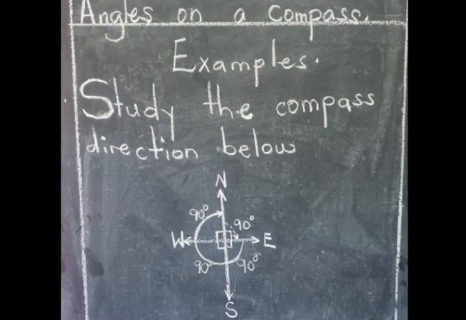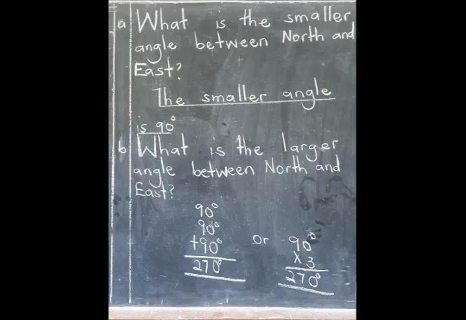direction below. Children, when we observe the compass direction shown on the chalkboard, we are seeing that they showed only the cardinal points. When I talk of the cardinal points, I mean the north, the south, west, and east. Therefore, after studying it very well, we're seeing some questions following the compass. Question A is saying, what is the smaller angle between north and east? Children, what is the smaller angle between north and east?